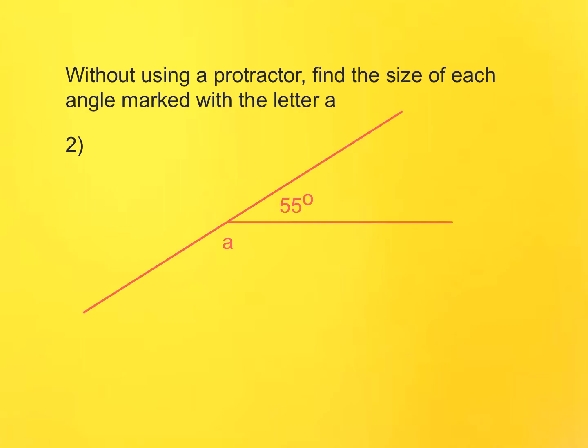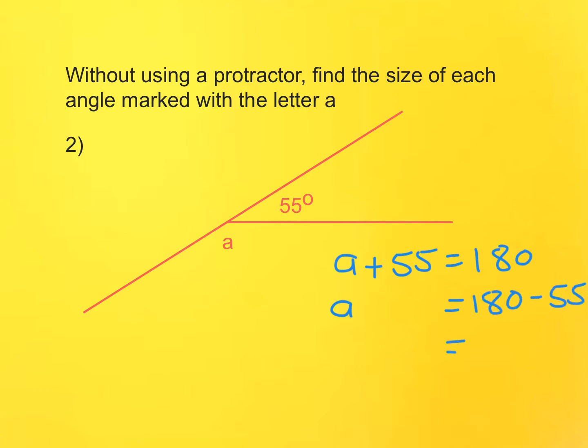Well, how did we go? The first thing we needed to recognize was that angle 55 and angle A are actually supplementary pairs of angles. And as such, supplementary pairs of angles must equal 180 degrees. So we can write that as A plus 55 equals 180 degrees. Now we need to solve for A. A equals 180 degrees subtract 55. And our answer therefore is 125 degrees. Problem solved.